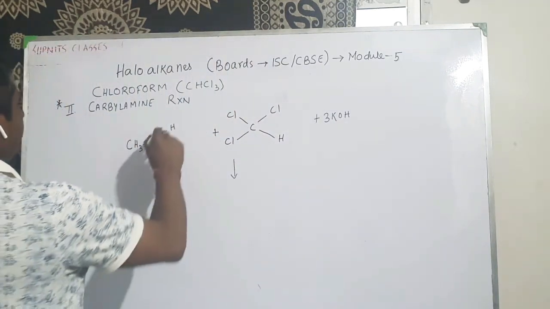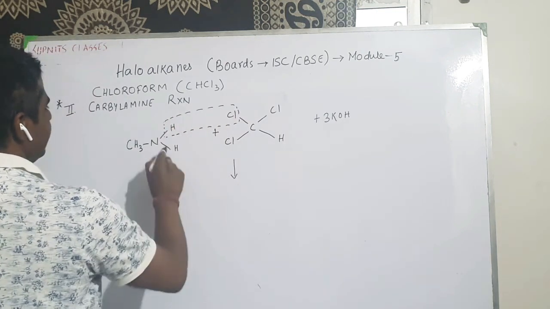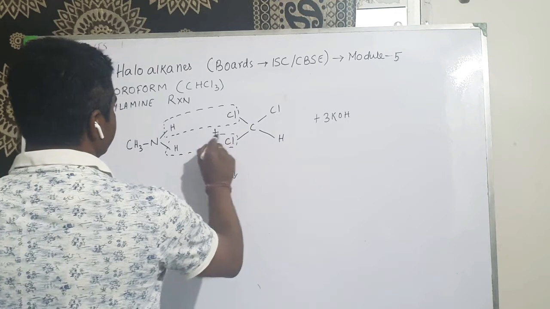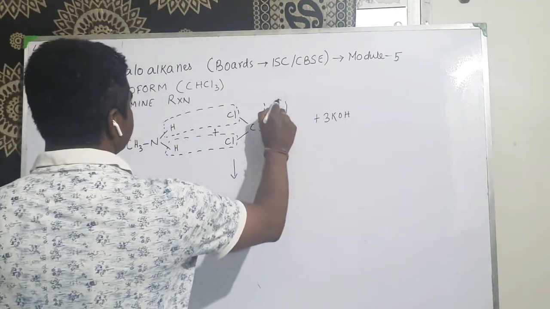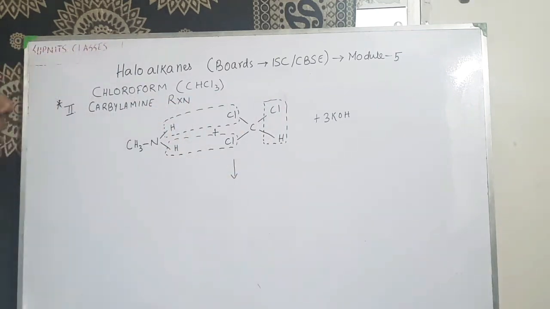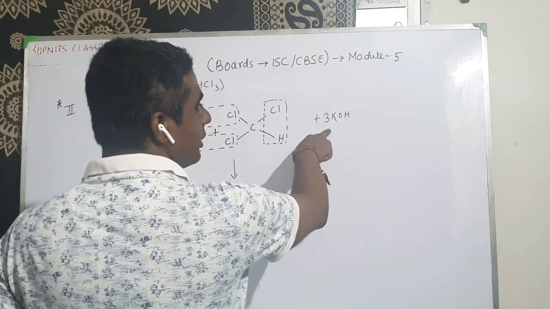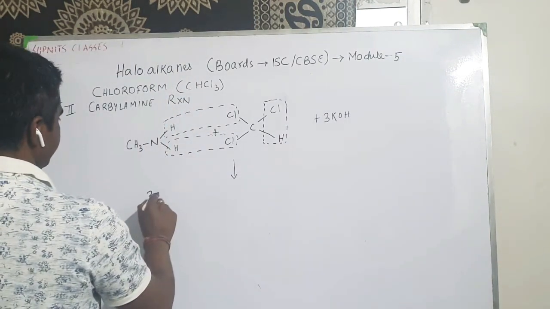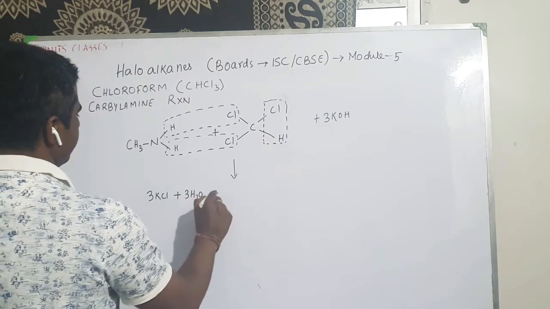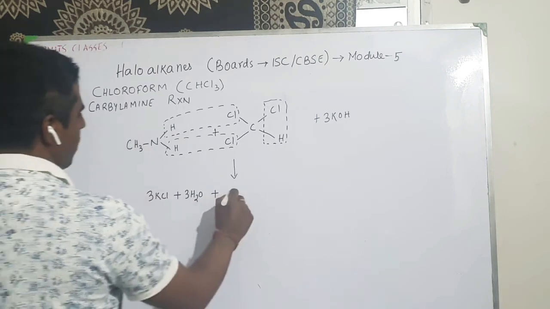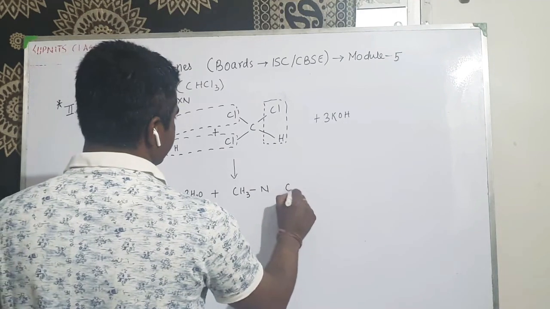First of all, how to do this one? I'm not going into the detailed mechanism. One HCl, another HCl, another HCl. So 3 molecules of HCl are going out, and these 3 molecules of HCl will react with 3 molecules of KOH to form 3KCl plus 3 water. Plus, this is now empty, CH3, N and this C.